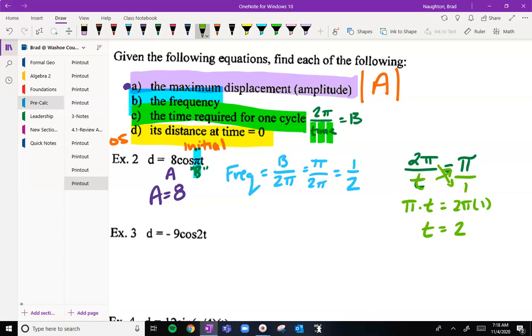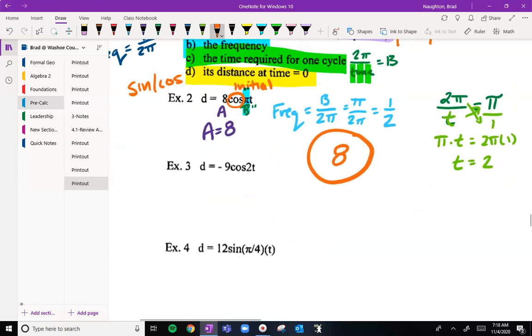Easy peasy lemon squeezy. Last but not least is our distance at time equals 0. So that's cosine. So cosine meaning it's going to start up here, not at the midline, but up above. So because of my amplitude, this is at 8. So in this case, my distance at time 0 is 8. You don't have to make this diagram. It's just 8.